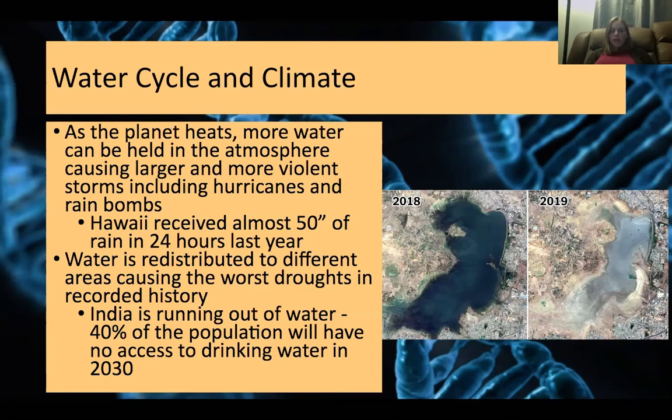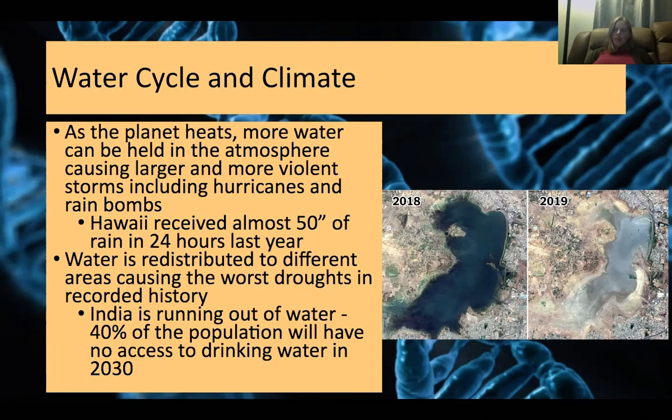We also have events called rain bombs. And a few years ago, Hawaii received a rain bomb. It was actually the first time I'd heard of this term. They received 50 inches of rain in about 24 hours. And this was just prior to the volcanic eruption that took place in a different part of Hawaii than they're normally accustomed to. Water is also not distributed in the same way that it used to be.